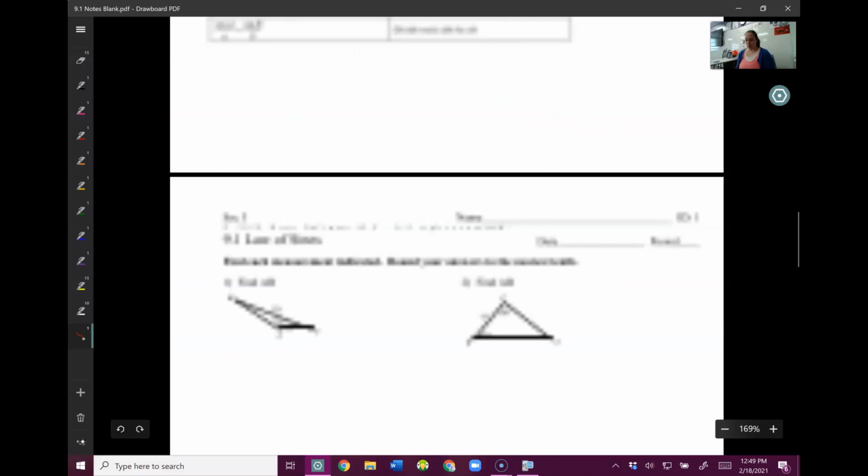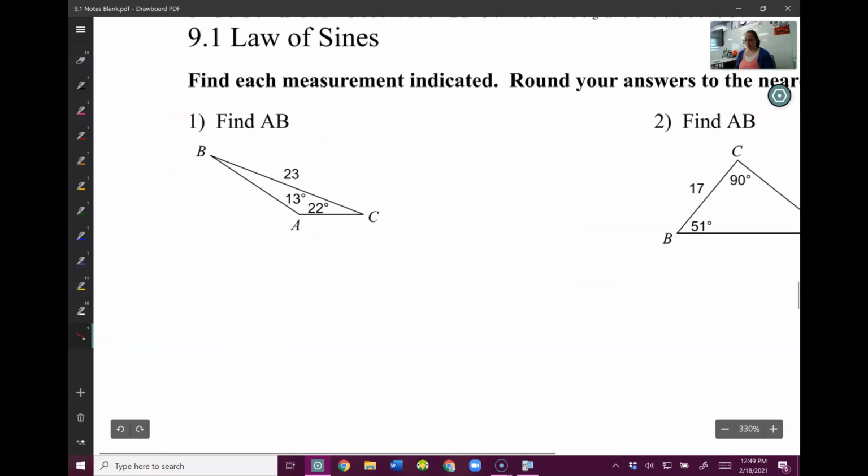Now, for your homeworks, get this page. Your first homework question is number 1. And you're probably going to want to write this down because that 13 and 22 are kind of hard to see. That 13 degrees belongs to the capital B, and the 22 degrees belongs to the capital C. So you do not know capital A. And you're trying to find, notice this one does not say solve the triangle, it just says find AB. AB is that stretch right there, which is across from capital C. So that's going to be little c.